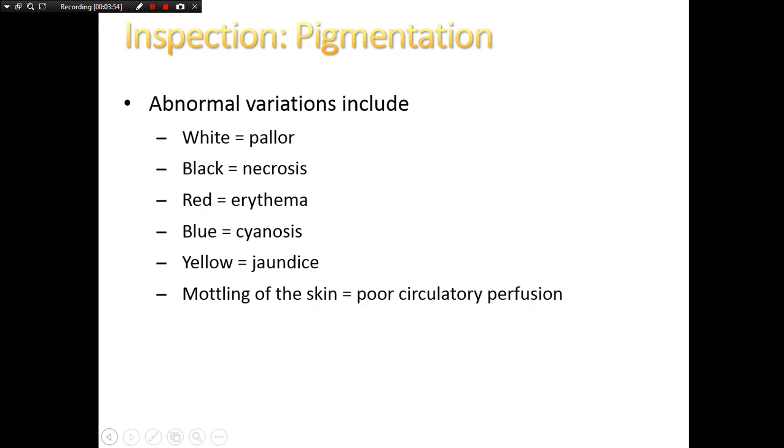And then jaundice, definitely an important abnormal variation that you need to know. This is from the accumulation of bilirubin under the skin. And yes, we can see it in the skin, but we're also going to see it in the sclera, the white of the eyes.